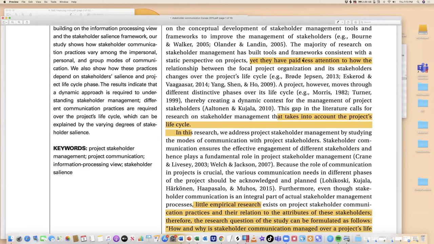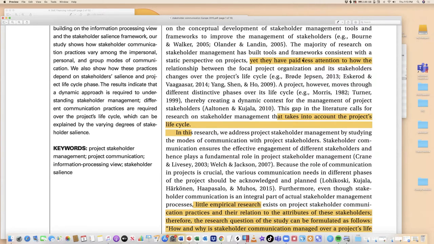Now look at something. Please look at something. He's going to communication. That's how he's going to address it. Now, he has to find the gaps in communication too. Stakeholder communication ensures effective management of different stakeholders. First, he found the gap in the area called project management, and he chose to study project stakeholder management. Then he looked at the gaps in project stakeholder management research and chose an area that they don't look at: dynamism in the stakeholder management process. Then he looked at communication. Then he has to look at the gaps within communication. So the gaps are being tiered, leading to a point.